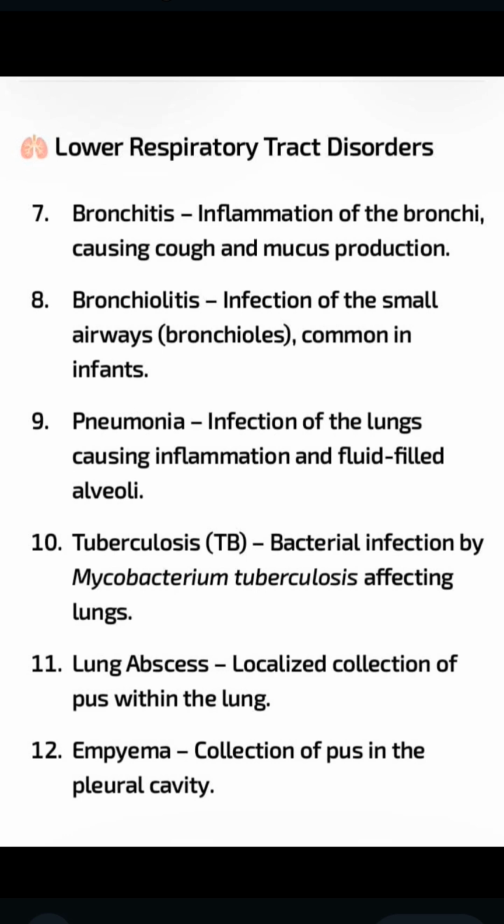Next, inflammation of the bronchi, called bronchitis, which is characterized by cough and mucus production. Infection of the small airways, bronchioles, called bronchiolitis, common in infants. Infection of the lungs causing inflammation and fluid-filled alveoli, called pneumonia. Tuberculosis is a bacterial infection which is caused by Mycobacterium tuberculosis that affects the lung. And localized collection of pus within the lung, called lung abscess. Collection of pus in the pleural cavity, called empyema.